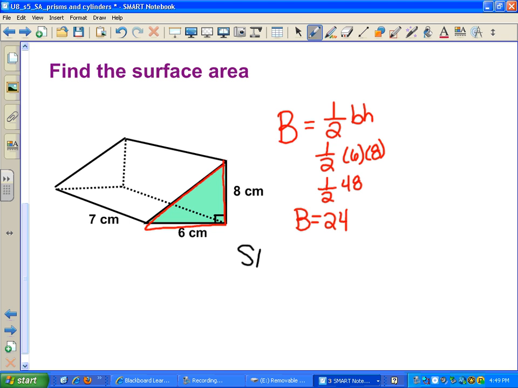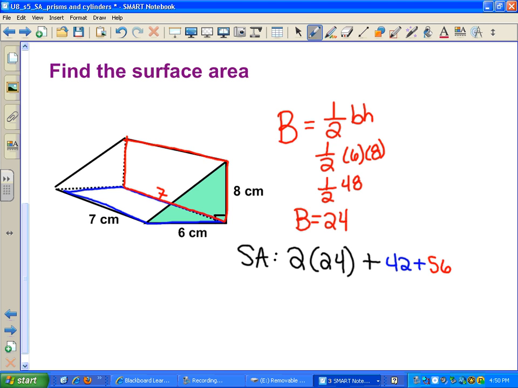So if I want to find the surface area, we said we have 2 of those bases. So I'm going to take 2 times 24 plus, now I need to find all those rectangles, all those lateral area pieces. So let's look at the bottom piece. To find the area of that, that's going to be 7 times 6, which is 42, plus I have this back piece here, and I know this length is 7, and so 7 times 8 is 56.